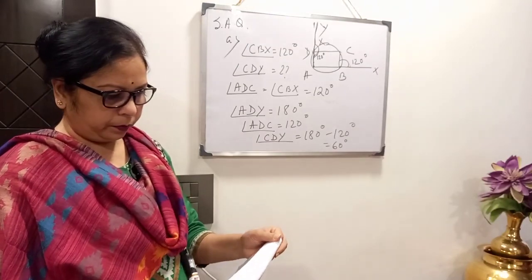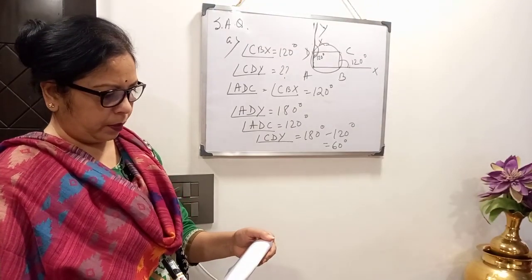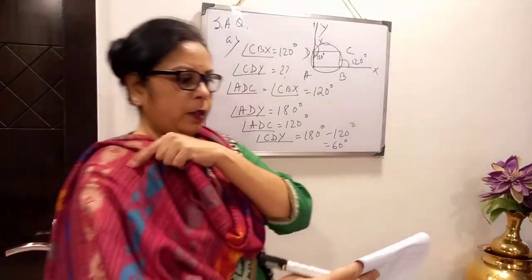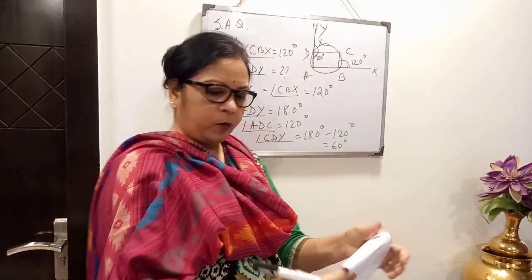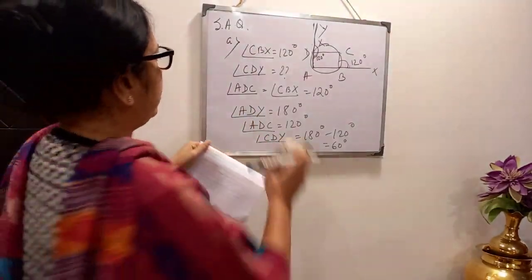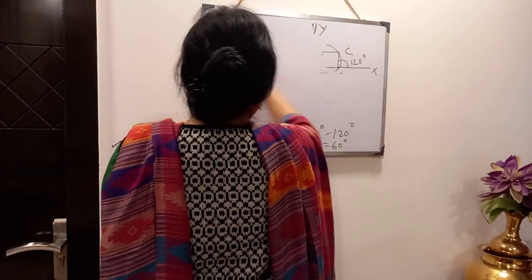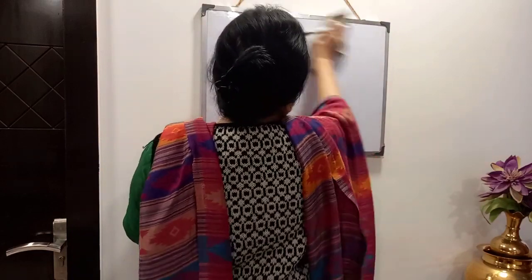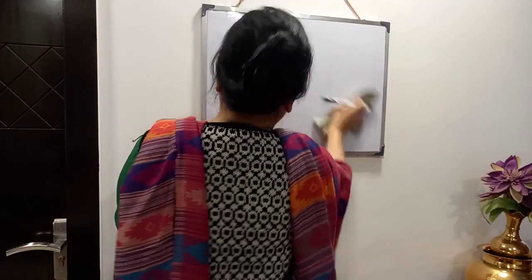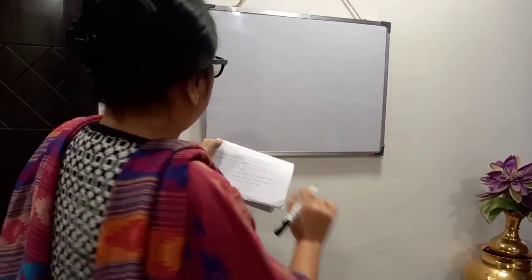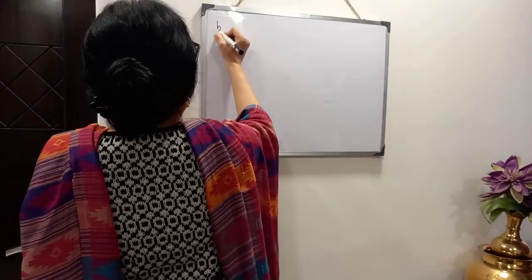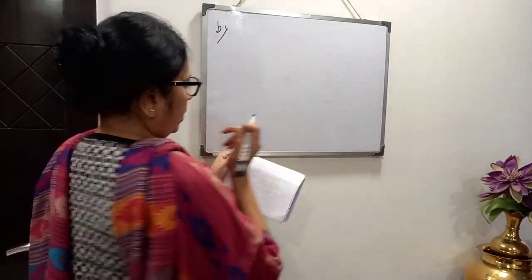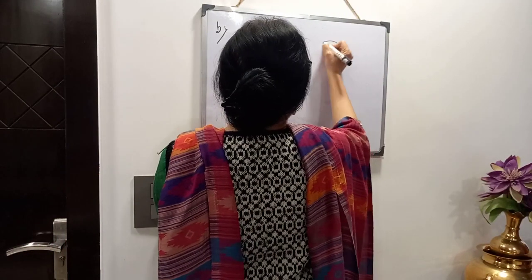Now number B. Just now we have proved that ABCD is a cyclic quadrilateral, and we did this in the MCQ part, so again I am doing this. See. Number B. You will practice all these. ABCD is a cyclic quadrilateral and AB is a diameter.